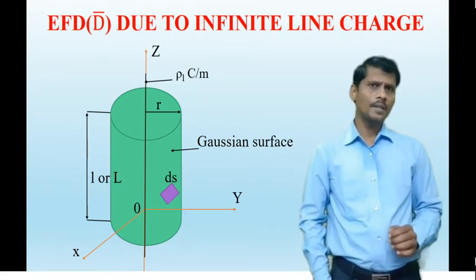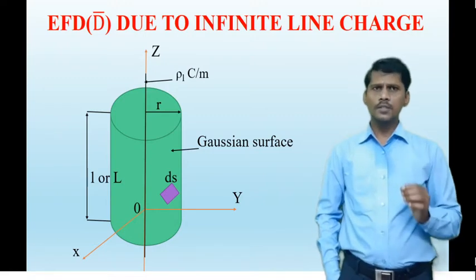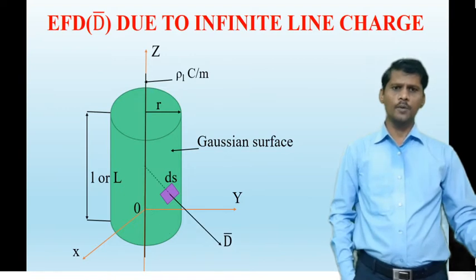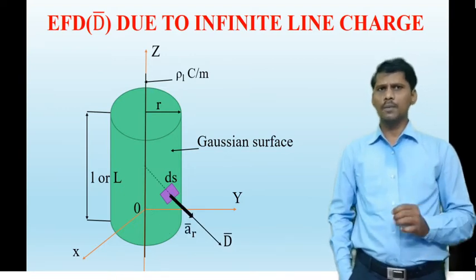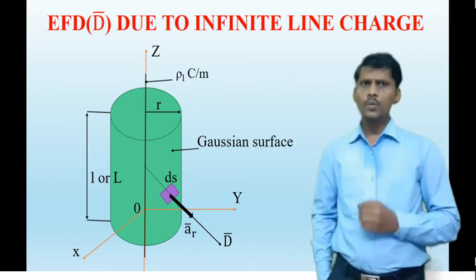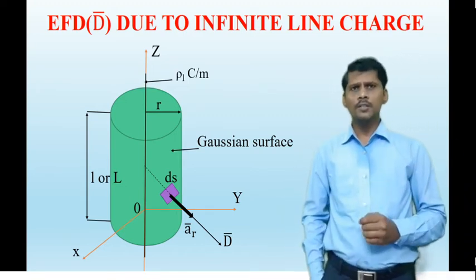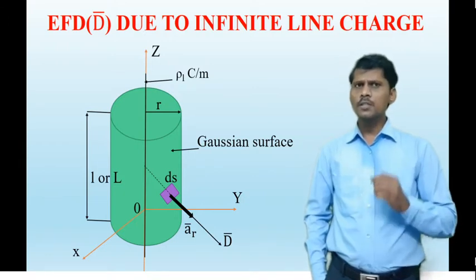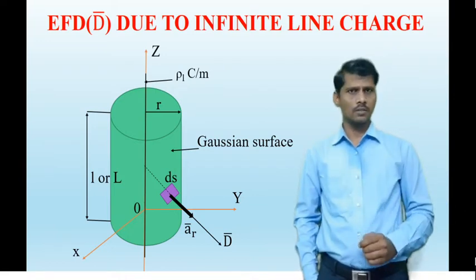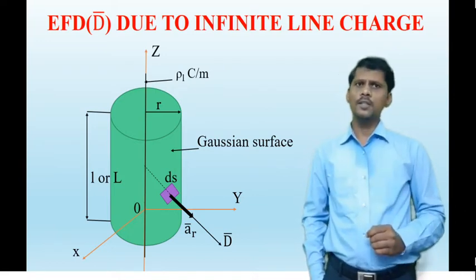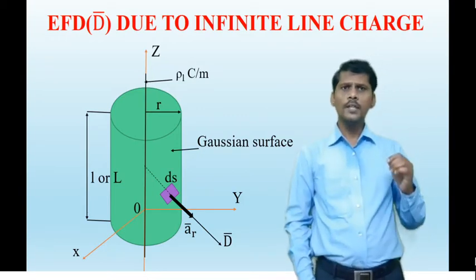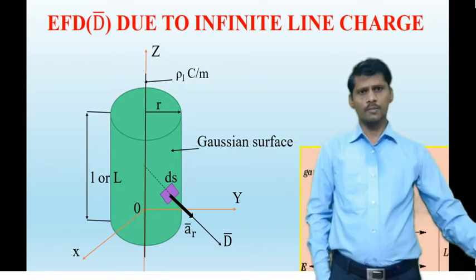At that point P, the direction of the electric flux density is always radially outward. Here the infinite line charge is placed on the z-axis, so along the z-axis direction there is no electric flux density. The electric flux density varies only in the radially outward direction.